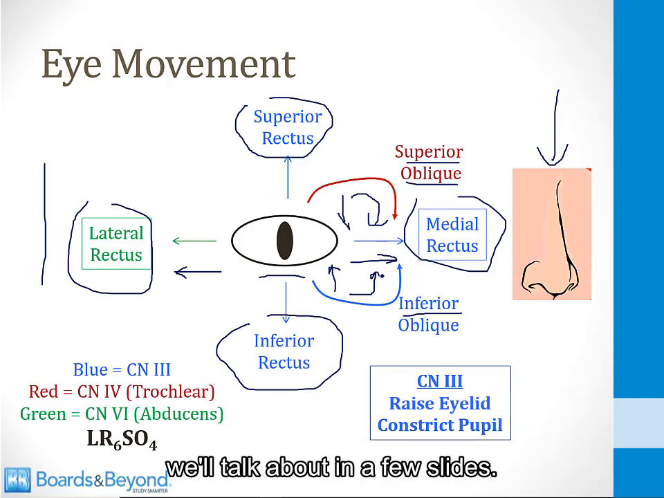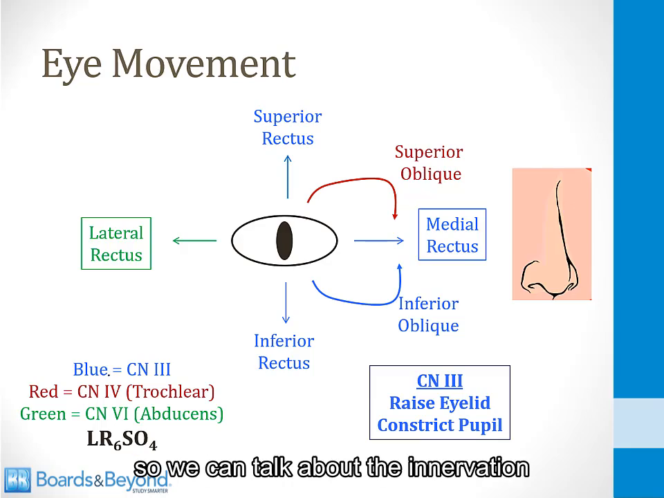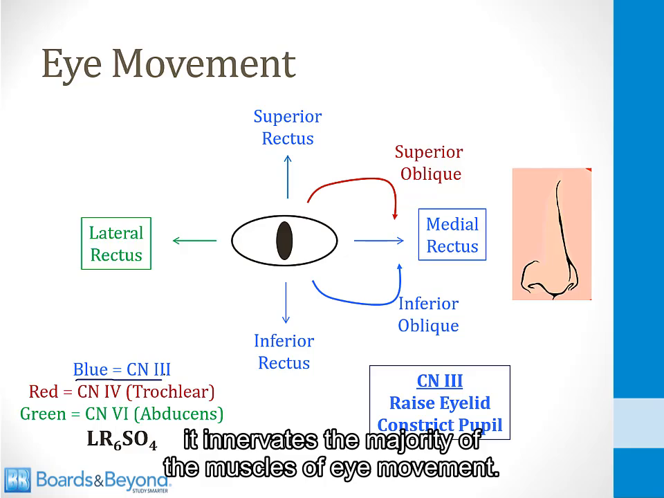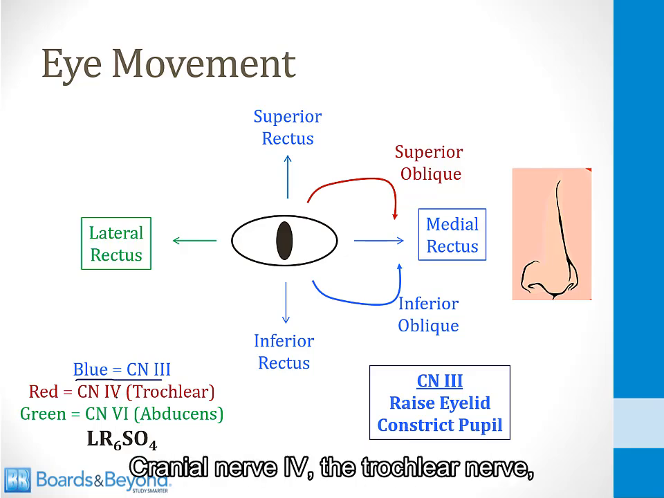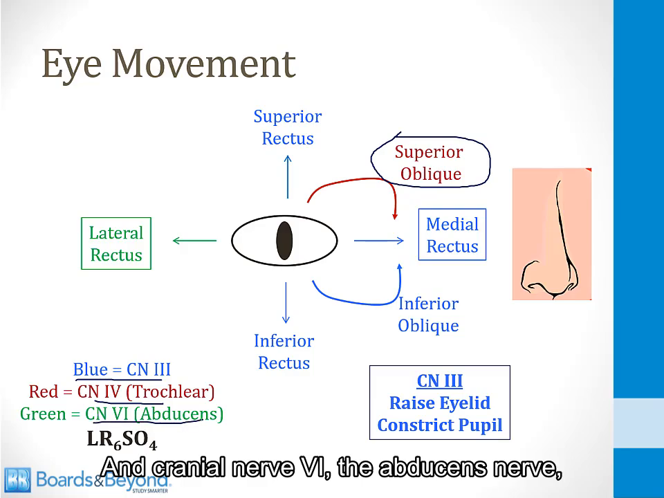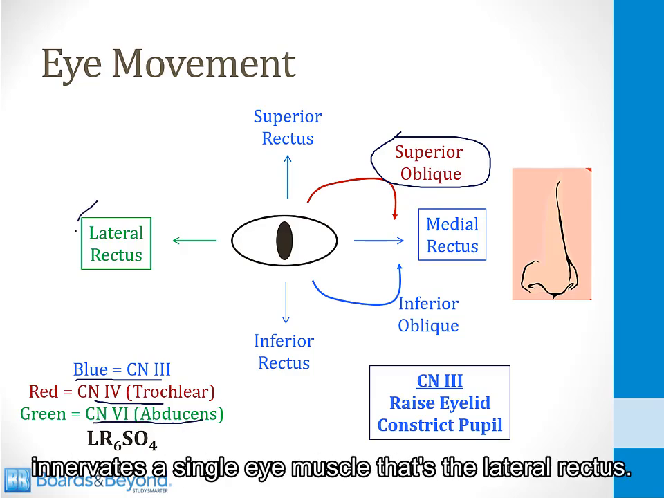I've cleared away my ink so we can talk about the innervation of the muscles of eye movement. All of the muscles shown in blue are innervated by cranial nerve 3. It innervates the majority of the muscles of eye movement. Cranial nerve 4, the trochlear nerve, innervates a single eye muscle, that's the superior oblique. And cranial nerve 6, the abducens nerve, innervates a single eye muscle, that's the lateral rectus.